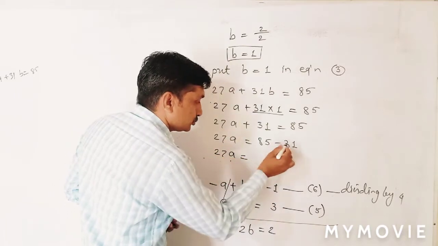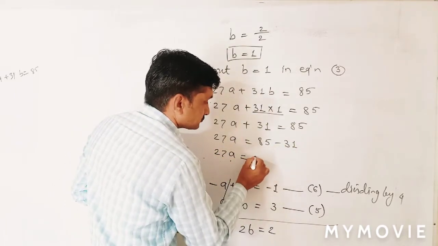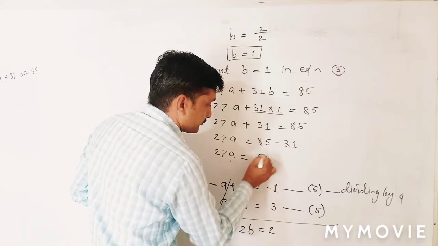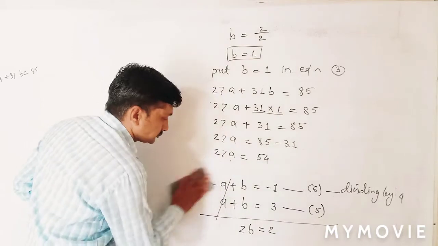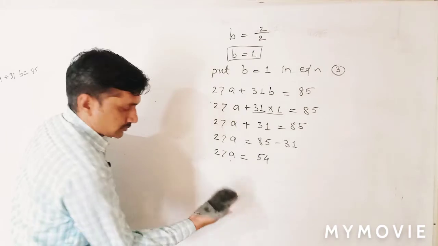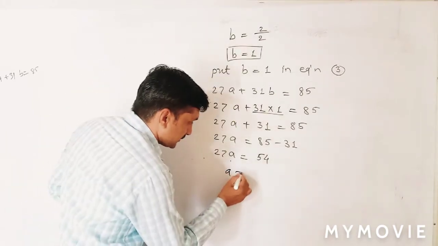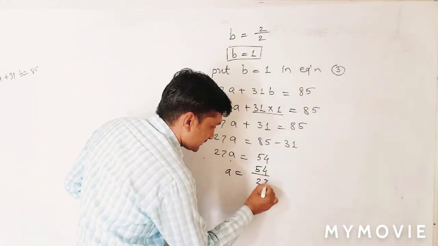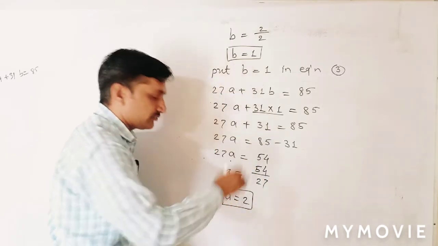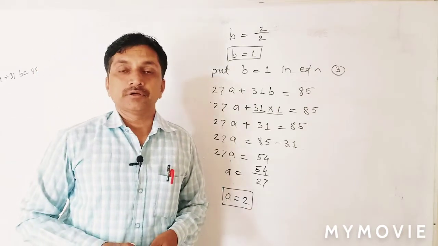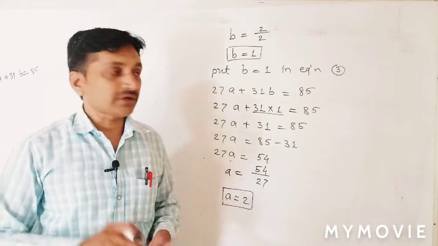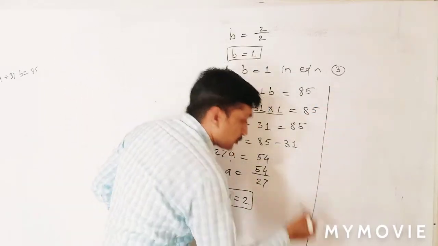27a is equal to, now here 15 minus 1 is 4 and here 8 minus 3 is 5, 54. Now here we get a value. a is equal to 54 divided by 27. a is equal to, 27 ones are 27, 27 twos are 54. We got the a value also. But that is not the solution. We want x and y values. And for that we have to resubstitute now.